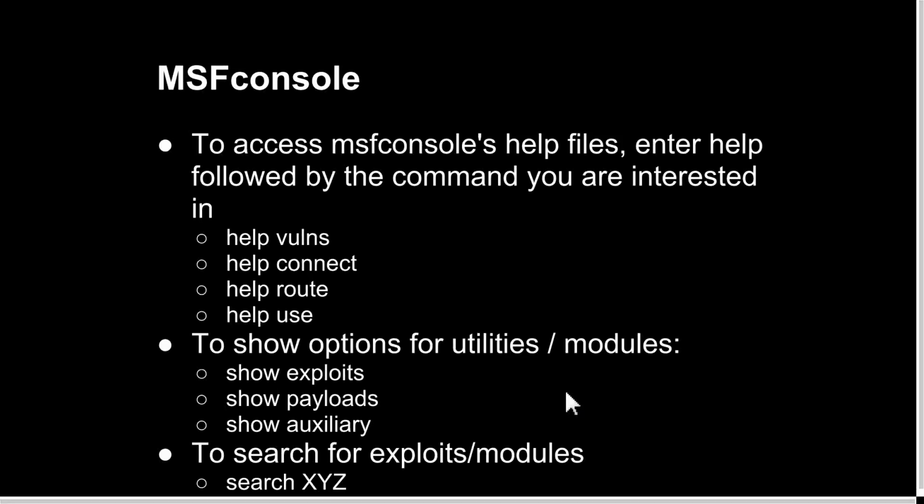So help will generally tell you what commands are valid at any given stage, at any given context of the console prompt you're provided. And then for viewing options of a specific module, you can use show to see the options. Now to search for a specific exploit or module that you have in mind, you type search and then whatever keyword you're looking for.